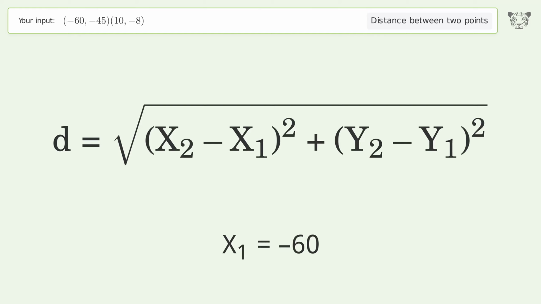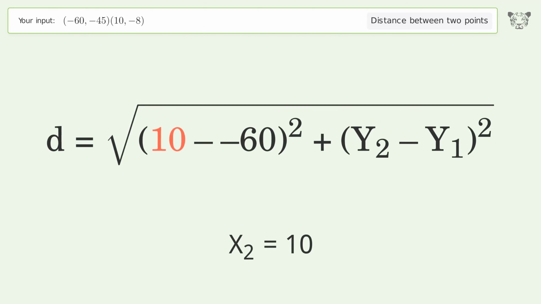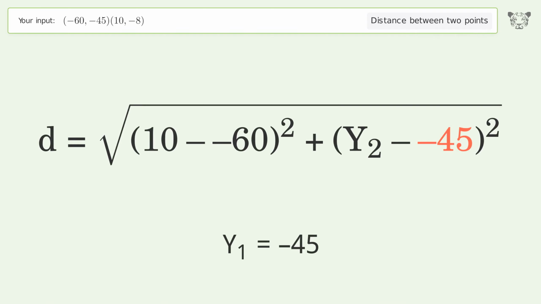x1 equals -60. x2 equals 10. y1 equals -45. y2 equals -8.